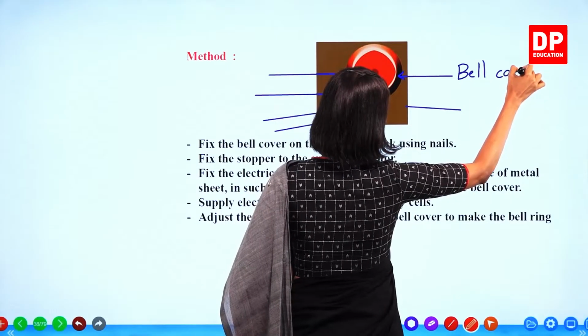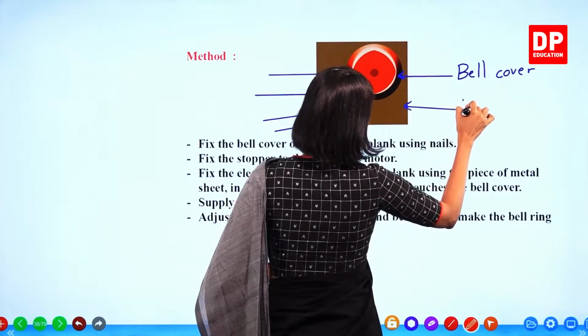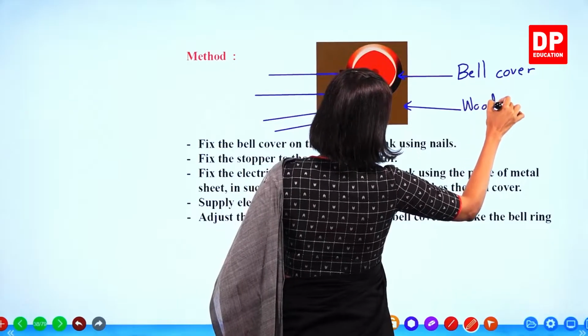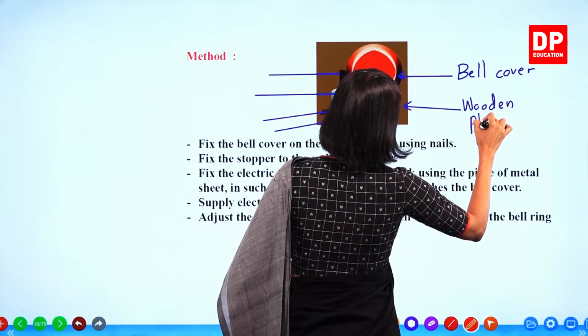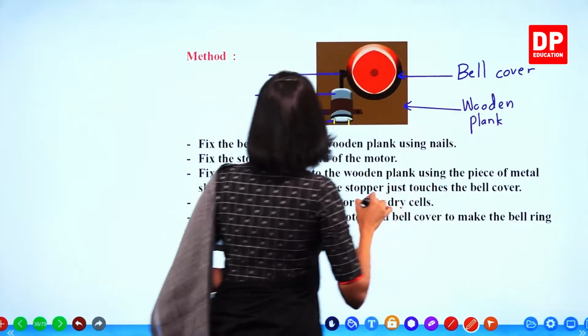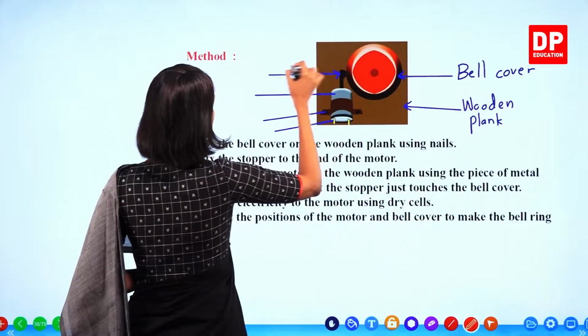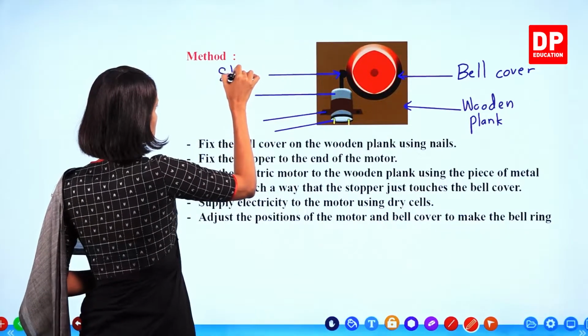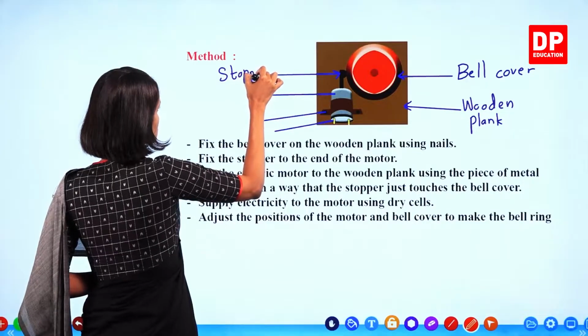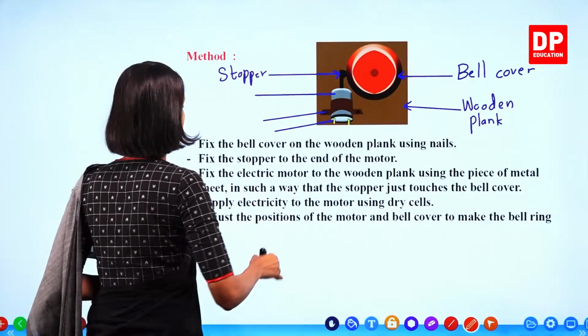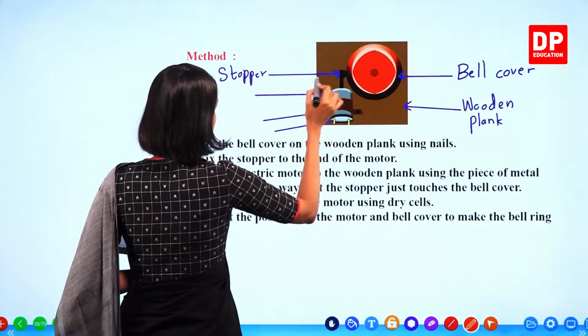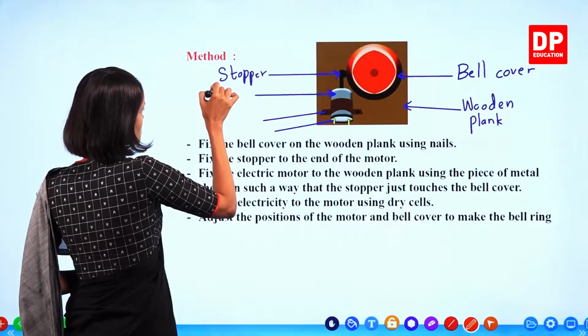Bell cover. Wooden plank. Stopper. Motor.